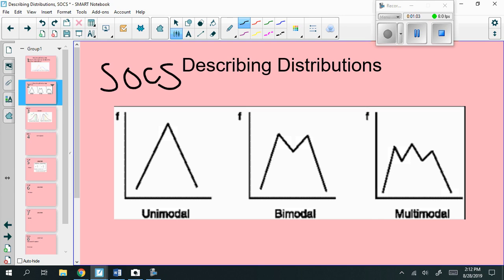The way we talk about modality is we literally just look at our distribution and see how many peaks it has. So you can see here, it's unimodal because there's only one peak. This is bimodal because there's two peaks. And then multimodal is what we would refer to anything that has more than two peaks or valleys. So if you go back to the previous slide, you would say that those were both unimodal. That's just an example of that.